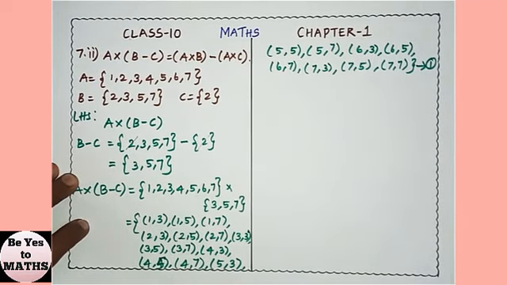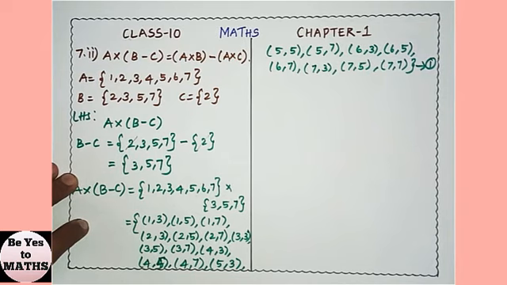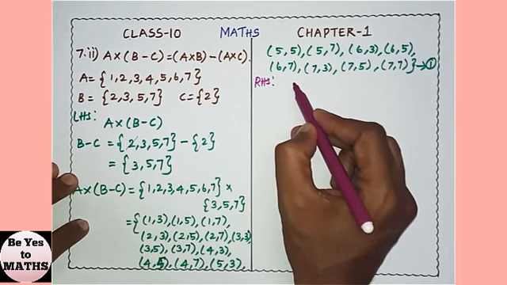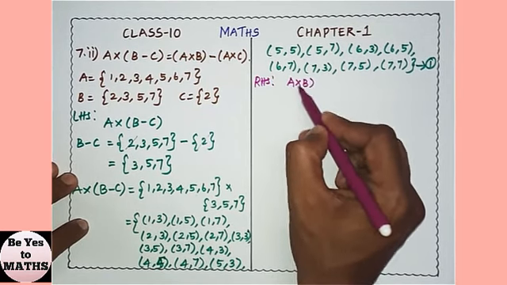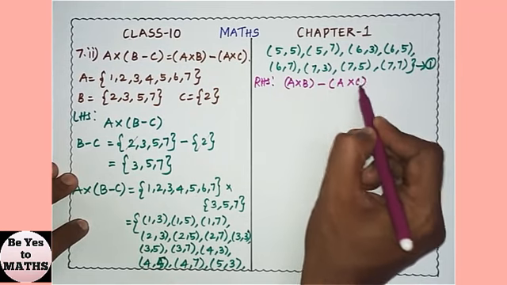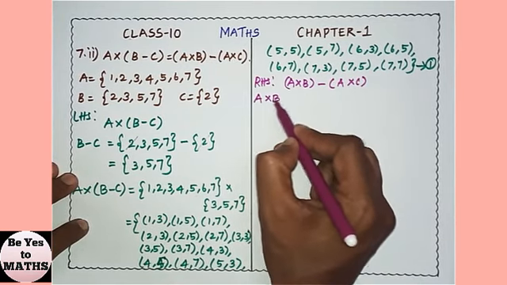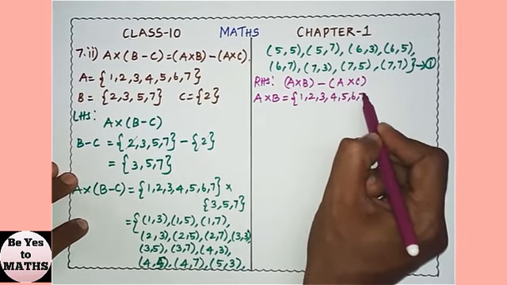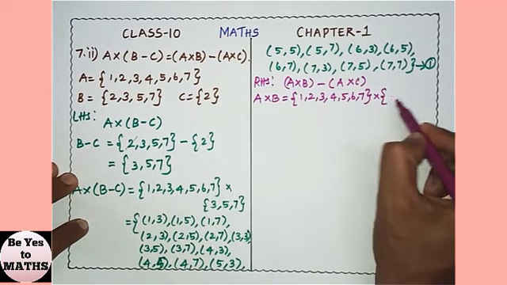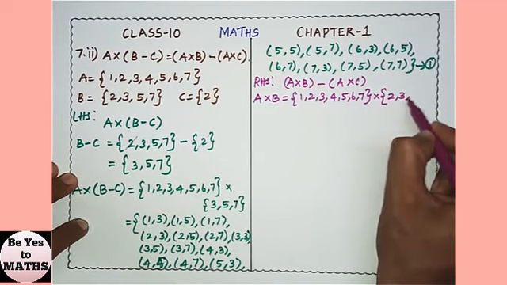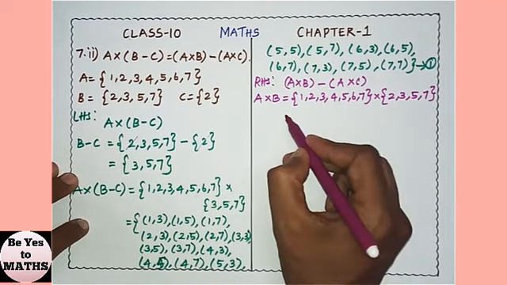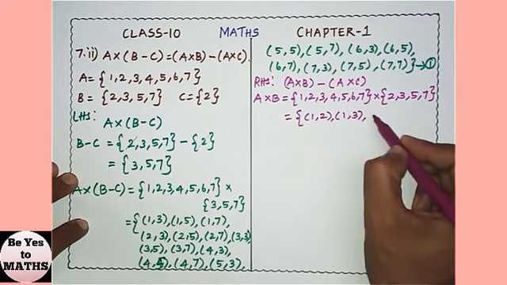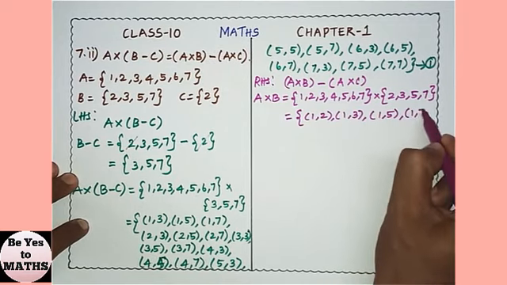Now we'll go for the right hand side. Right hand side we have A cross B minus A cross C. We'll find out A cross B. A set is 1, 2, 3, 4, 5, 6, 7. B set is 2, 3, 5, 7. So 1 comma 2, 1 comma 3, 1 comma 5, 1 comma 7.